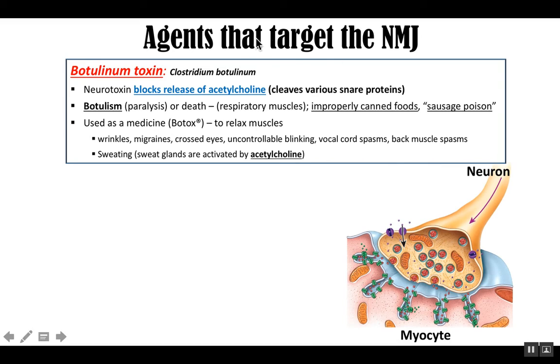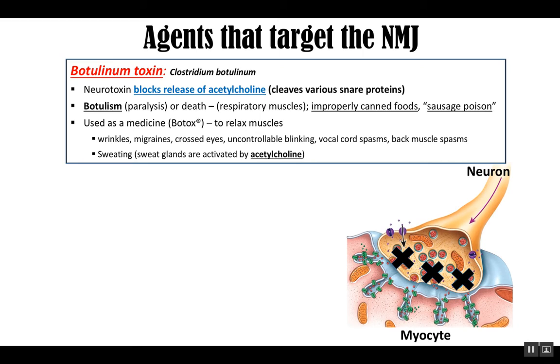One other use of Botox is to prevent sweating. The neurons that stimulate sweat glands also release acetylcholine, so if we inject Botox at those locations, the neurons cannot stimulate sweat production. So Botox is an interesting toxin in that it's highly toxic and very dangerous, but if used properly, it can have a lot of beneficial uses.